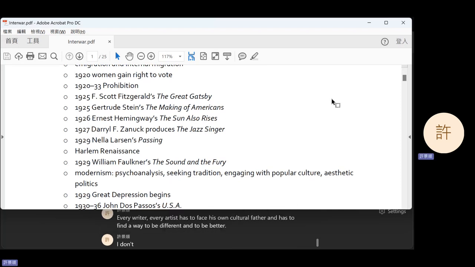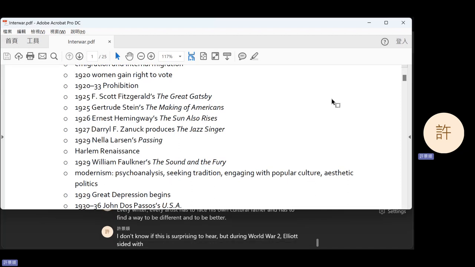I don't know if this is surprising to hear, but during World War II, Eliot sided with the Nazis.